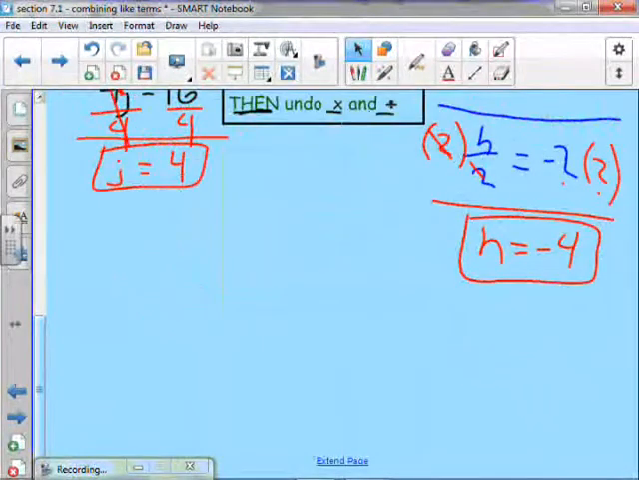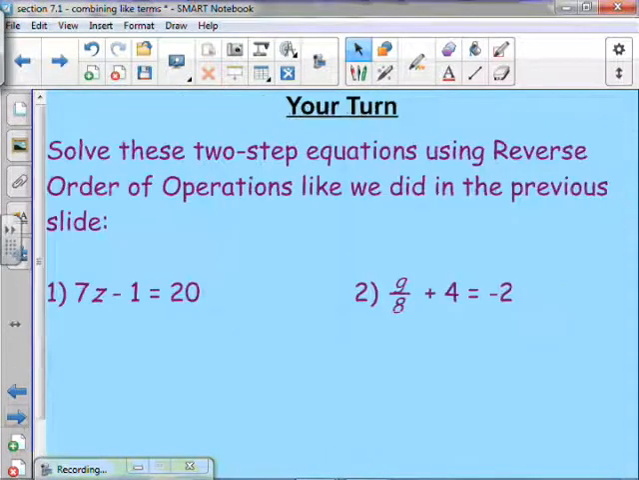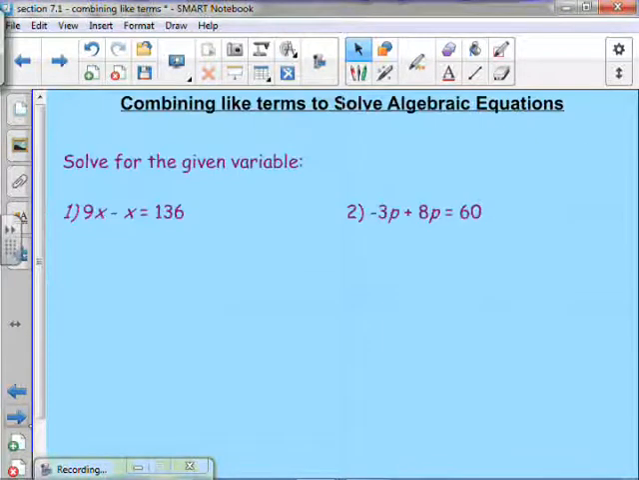So what we are going to do now is I'm going to let you try a couple two-step equations using reverse order of operations like we just did. Go back and rewatch it if you have to. And then what we're going to do is combine like terms to solve algebraic equations. Okay? So we're going to try to put everything together that we've just talked about in section 7.1.